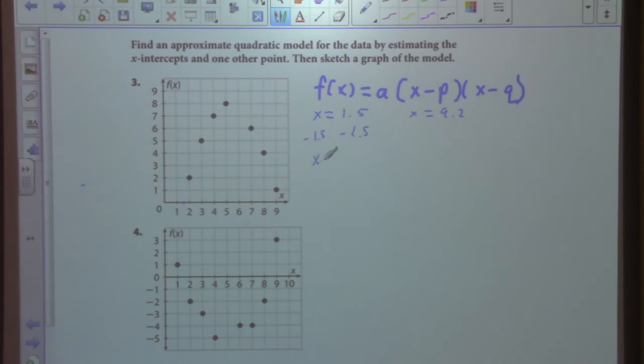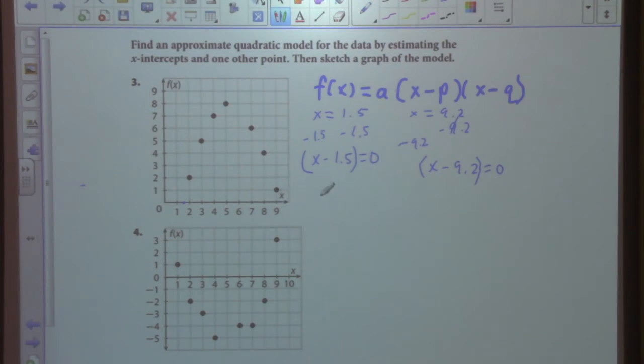Well, you're going to have x minus 1.5 is equal to 0. And so this x minus 1.5 ends up being one of your factors. And similarly, here for this other one, you're going to have x minus 9.2 is equal to 0. So this is another factor. And so these are the factors that we're going to use plus one other point.